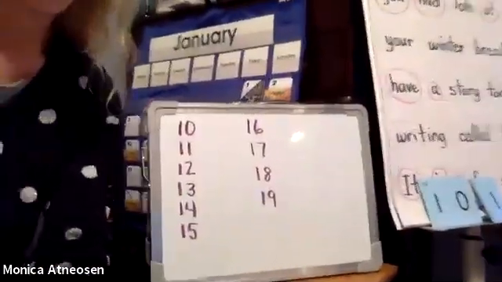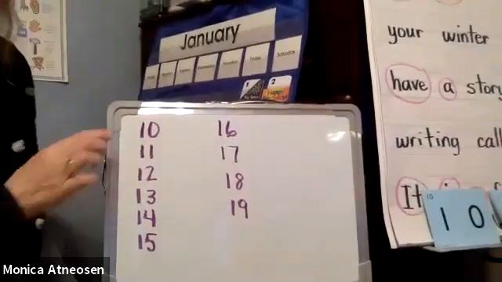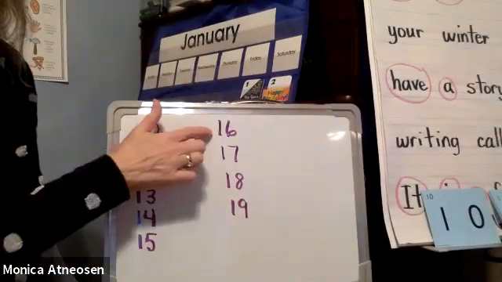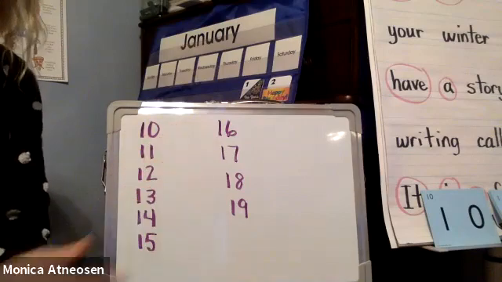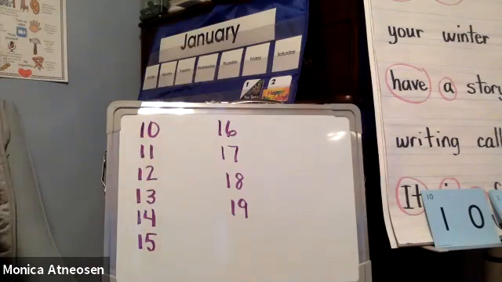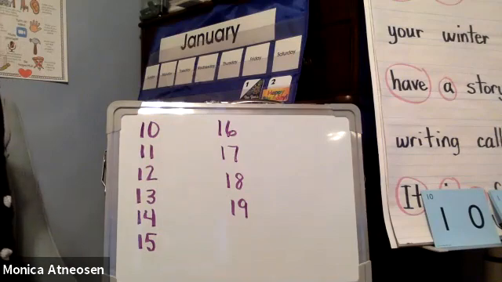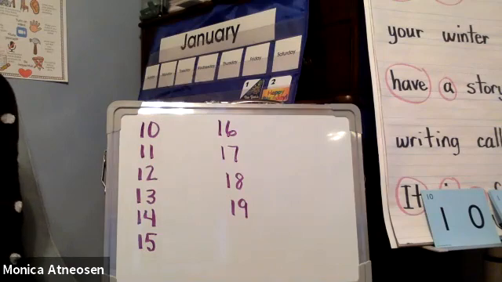So I wrote down some numbers for us to start out with today. Numbers that you know really well, like 10, 11, 12, 13, 14, 15, 16, 17, 18, 19. You know those numbers so well. And when we look at those numbers, we want to think about what about those numbers is the same. Do you think you know? Something about each one is the same.